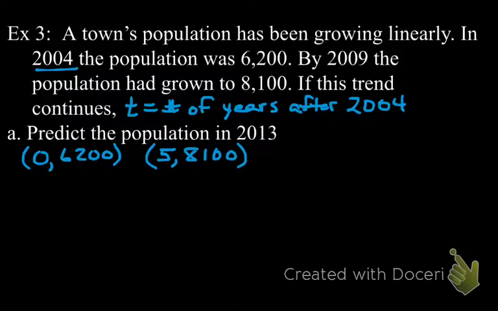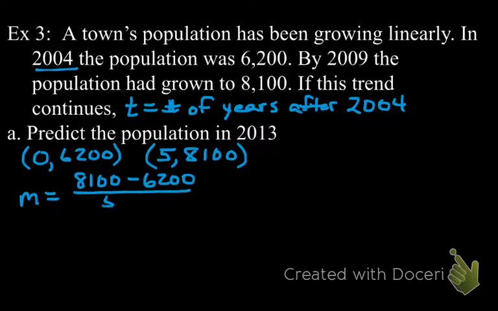And we do this kind of similarly. We did an example like this, I think it was example 2, but we're going to find the slope first. So our slope is going to be y2, 8,100, minus y1, 6,200, divided by 5 minus 0. So that gives us, in the numerator, 1,900 divided by 5. So again, I'm going to use a calculator here just to double check my work.